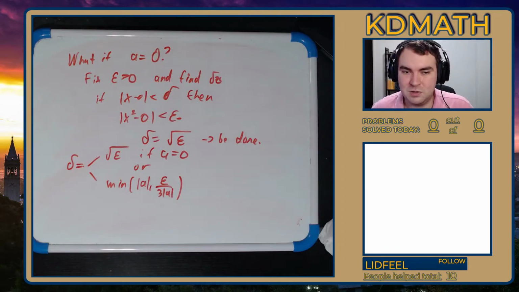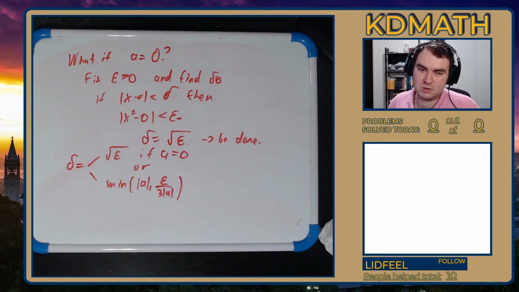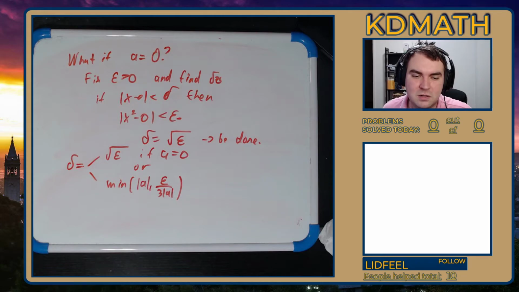Finally, we had to fix something about a equals 0, just so our solution was complete. For a equals 0, it would have sufficed to pick delta equals root epsilon. So the final solution was: if a equals 0, then delta equals root epsilon. Or if a was not 0, then just take the minimum of absolute value of a and epsilon over 3 times absolute value of a. And we are happy.